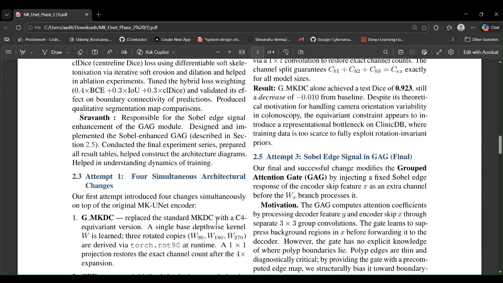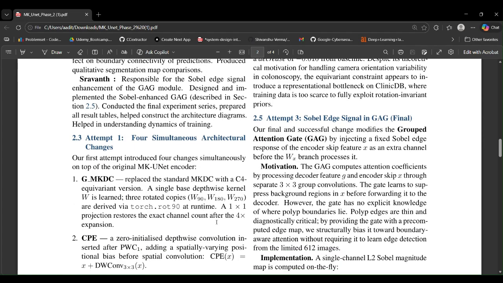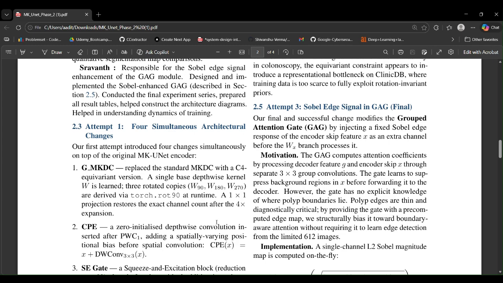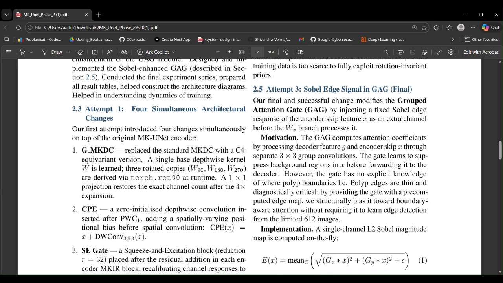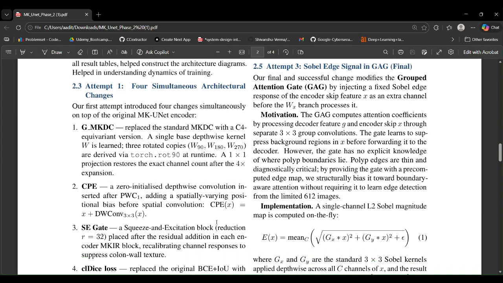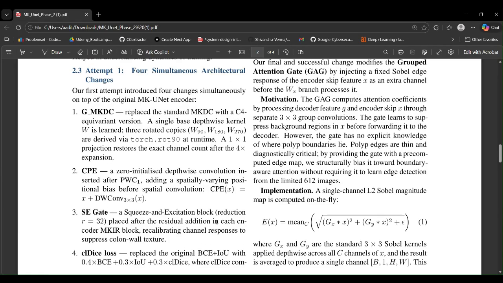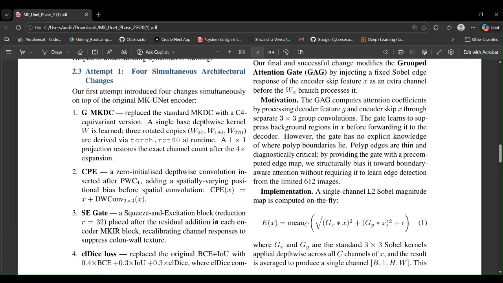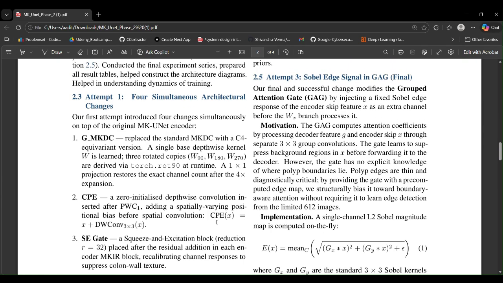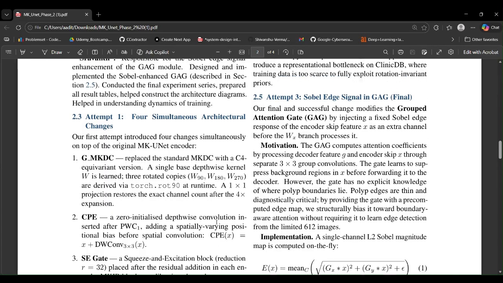After that, we added a CPE, which is a convolutional positional encoding, and then we added a squeeze and excitation block, which is placed in the MKIR block in the encoder. Then we also added a clDice loss. What the clDice loss does is it is a topology loss which penalizes soft edges and ensures that the model produces high and sharp edges.